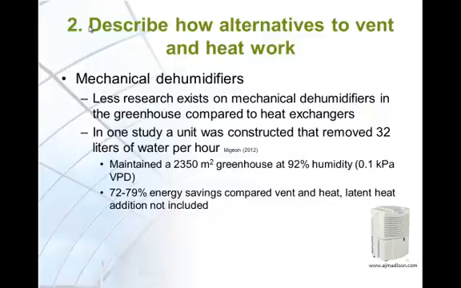Near 48 degrees north latitude in spring season, Migeon maintained a 2,350 square meter greenhouse at 92% humidity or 0.1 kilopascals VPD with a heat pump dehumidifier employing 2 electrically driven refrigeration cycles. This device was reported capable of removing 32 liters of water per hour. Not including latent heat release, this system reported between 72 and 79% energy savings when compared to a comparable vent and heat operation.